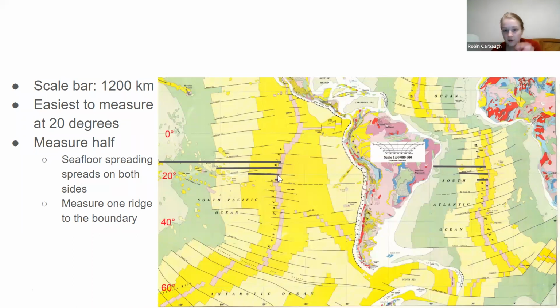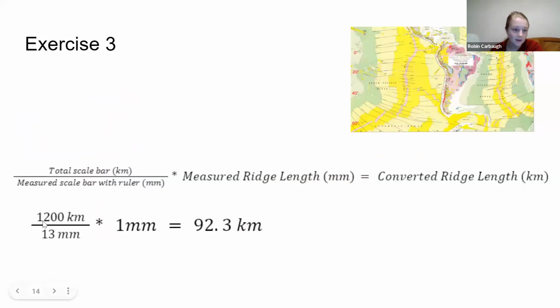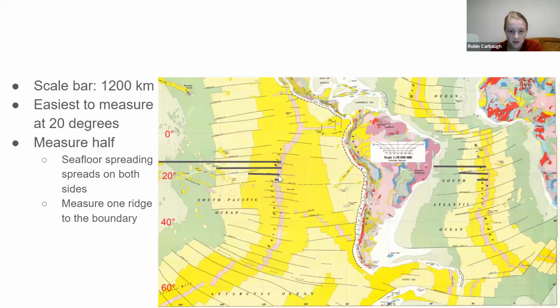So for the next one, you're going to start the same point and measure over to the boundary of this yellow. And you can do the same calculation, 1,200 kilometers divided by 13 millimeters times whatever that distance is. And that will be the spreading rate of the next stage. And same thing, start the same point and then go over to the next boundary, then start the same point and go to the next boundary. And that's for the Pacific plate. And then you can do the same thing for the Atlantic plate. I'd recommend going to the left again. You don't have to, but I would, just to be consistent.